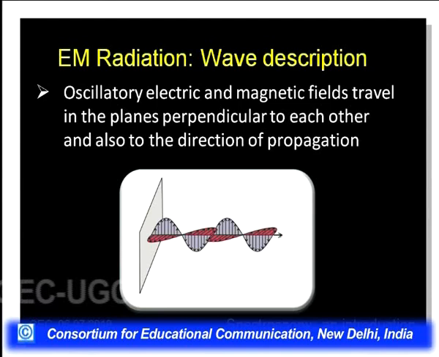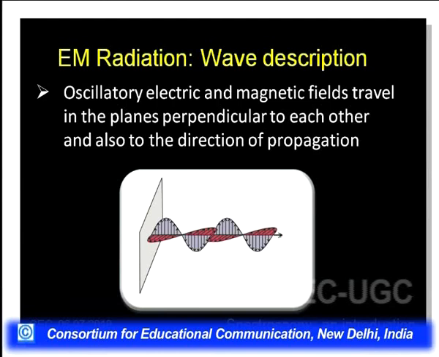Now, if this be so, let's see that electromagnetic radiation basically has two kinds of descriptions. One is what is called the classical or wave description, and the second is a quantum mechanical or particle description. I'll describe both of them to you. First one first. As regards the wave description, electromagnetic radiation can be visualized as oscillatory electrical and magnetic fields that travel in planes perpendicular to each other and also to the direction of propagation.